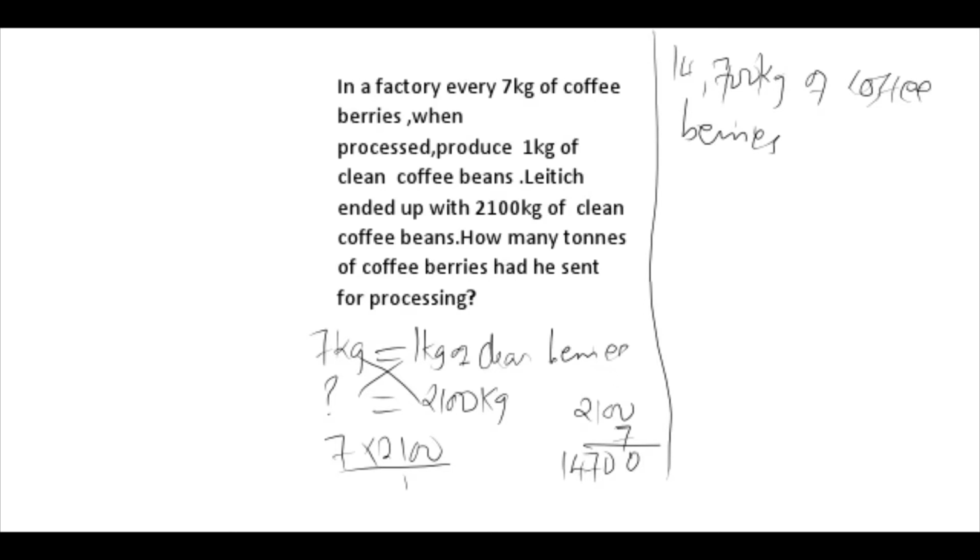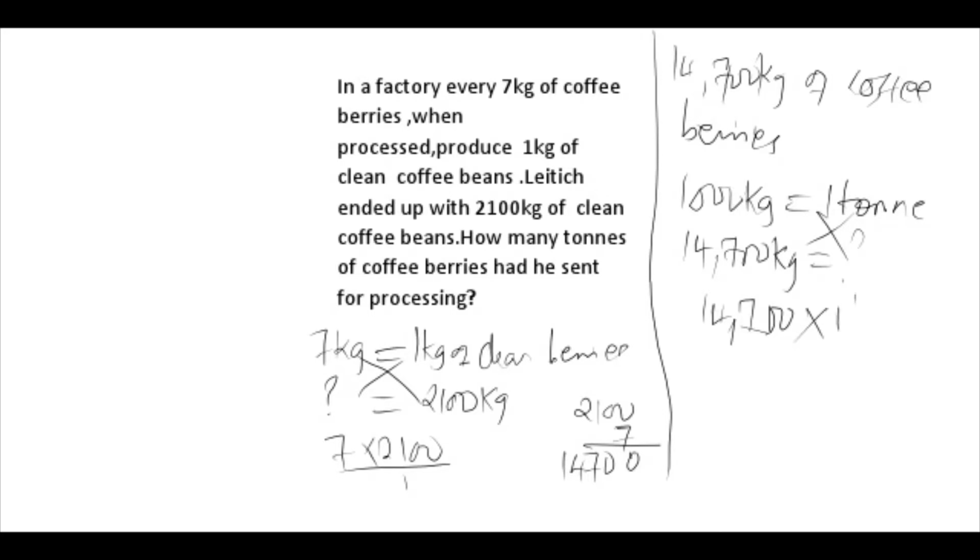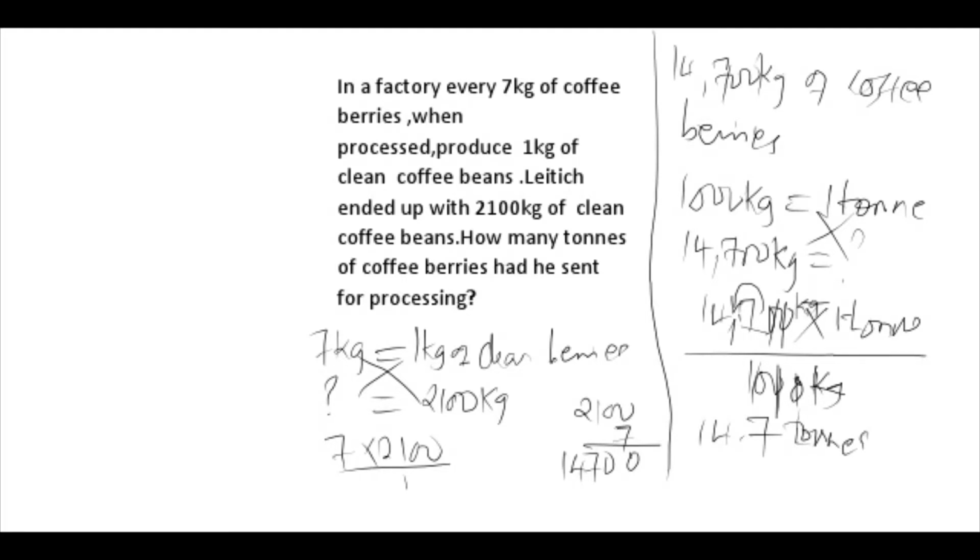But we need our answer in tons, and you know that 1000 kgs is equal to 1 ton. So 14,700 kilograms will be equivalent to how many tons? We have 14,700 multiplied by 1 ton, divided by 1000 kg. The kgs cancel, and 2 zeros cancel, so we remain with 147 over 10. Dividing by 10 gives us 1 decimal point. So we have 14.7 tons of coffee berries that Leitich had sent for processing.